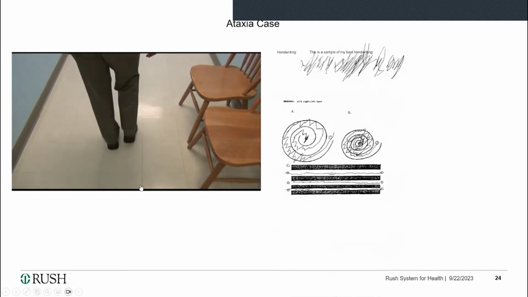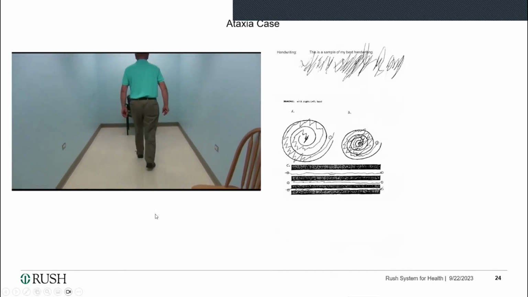Get to Oh the yes. chair, then you can turn around and walk towards So this patient is narrow-based.